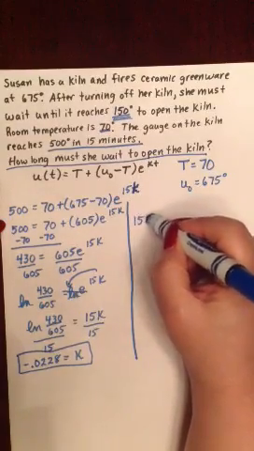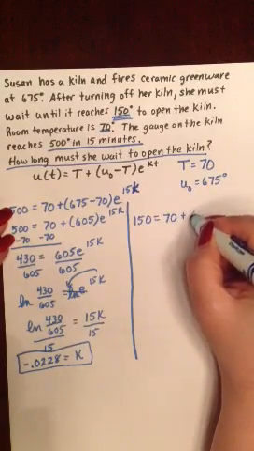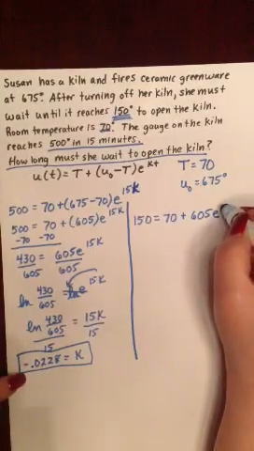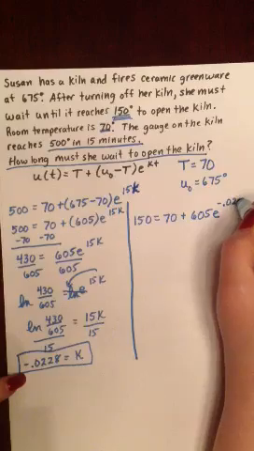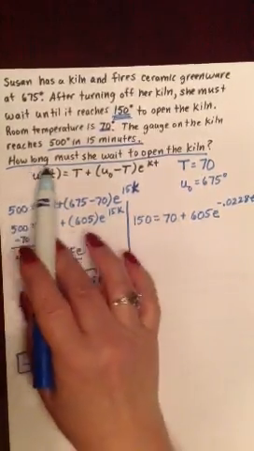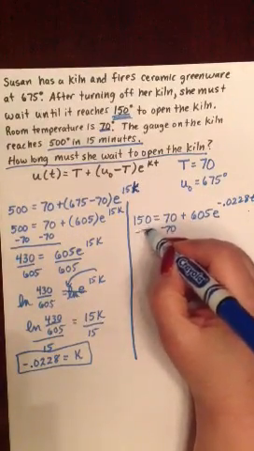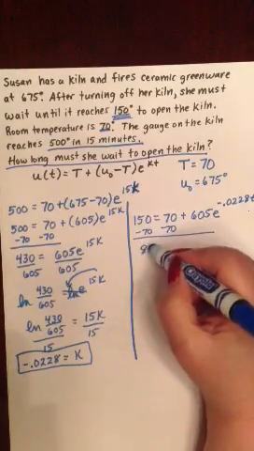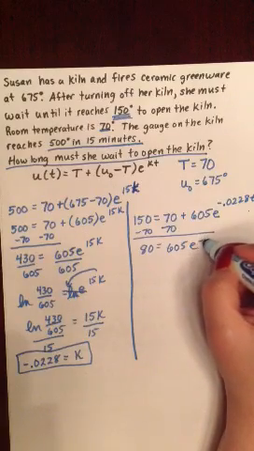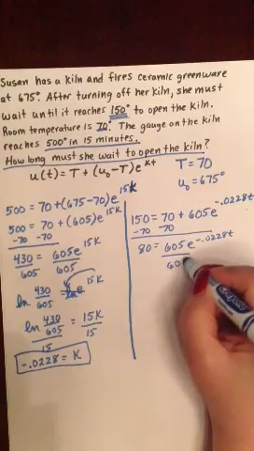So I'm going to say 150 is equal to 70 plus 605 e to the kt power, but now I know what k is, right? k is negative 0.0228t. Now I'm trying to solve for time here because it says how long must you wait, so t is what I'm trying to solve for. So to do this, I subtract 70 first. So I get 80 is equal to 605 e to the negative 0.0228t power. Then I divide both sides by 605.